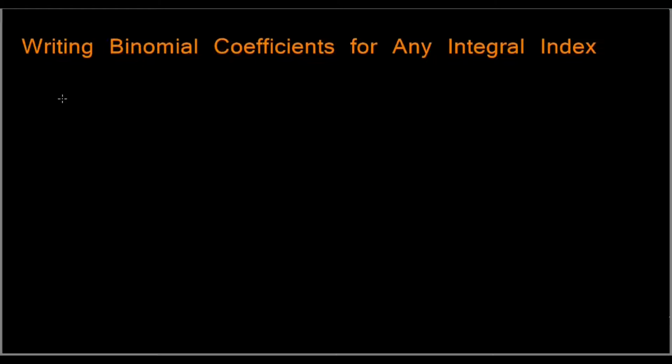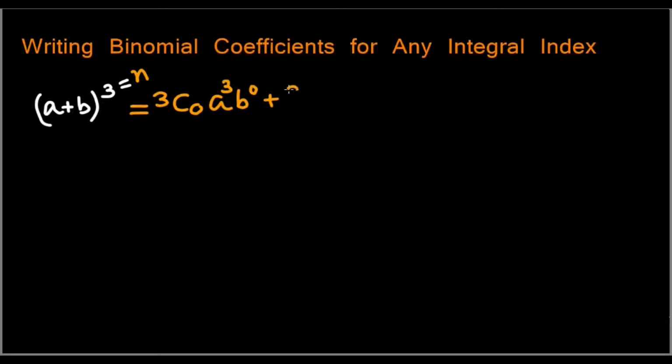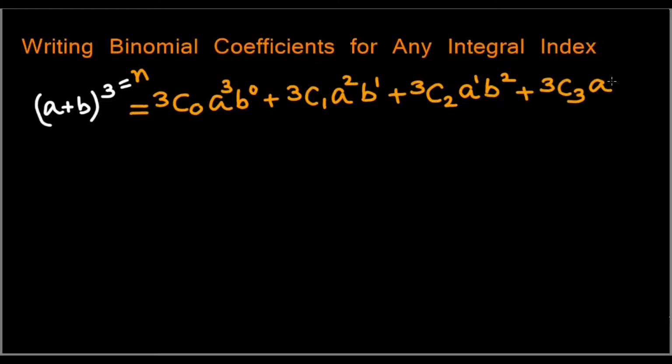Binomial expansion of (a plus b) whole cube, where n equals 3, can be written as 3C0 a cube b raised to 0 plus 3C1 a squared b raised to 1 plus 3C2 a raised to 1 b squared plus 3C3 a raised to 0 b cube.